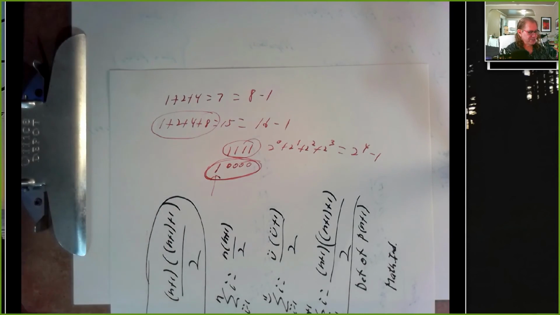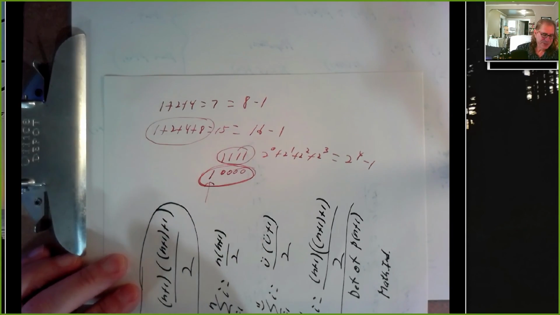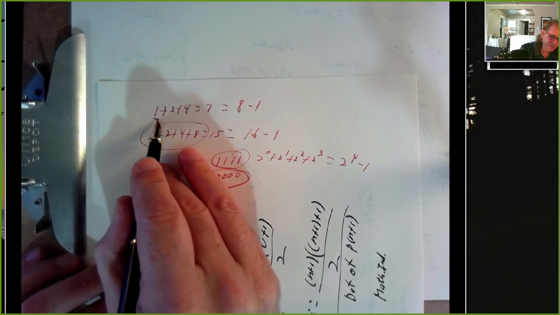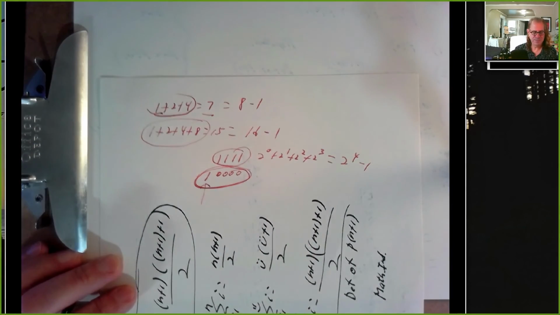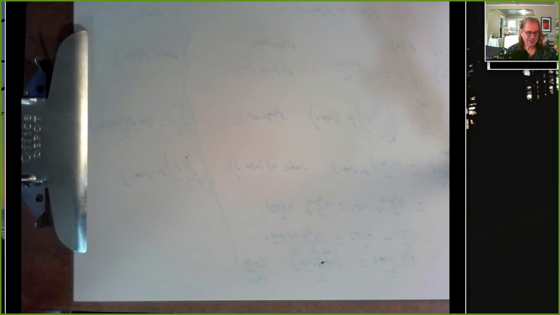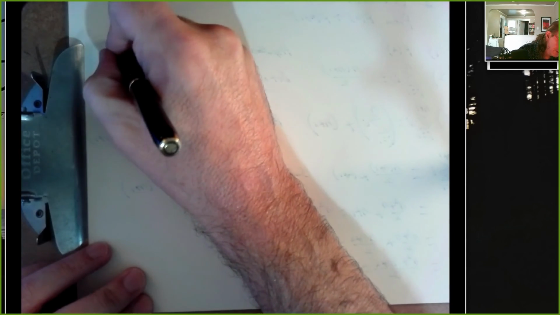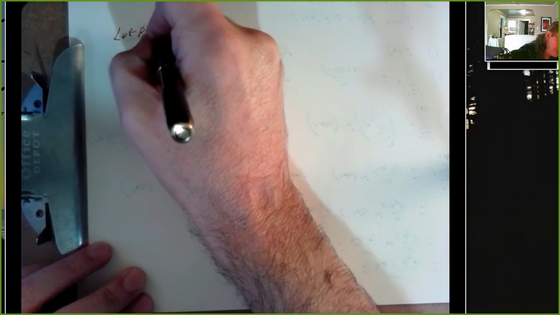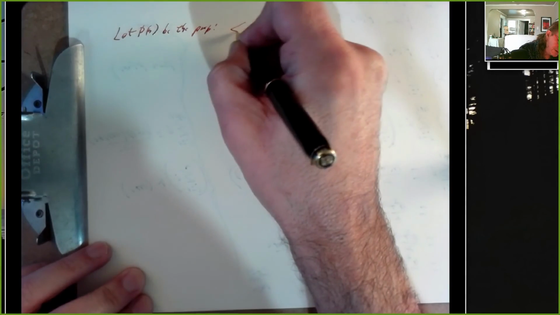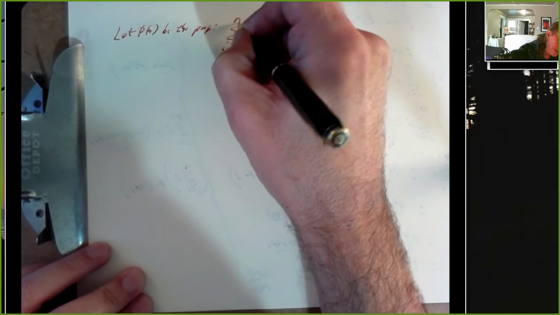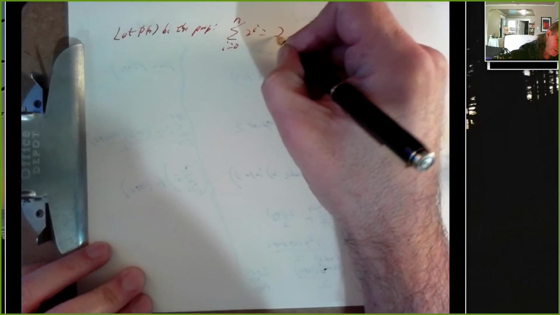So consciously or subconsciously, we've probably brushed shoulders with this fact multiple times, that adding up consecutive powers of 2 gets us 1 less than the next power of 2. So let's prove that that's really a thing. So let P of n be the proposition: the sum from i equals 0 to n of 2 to the i equals 2 to the n plus 1 minus 1.